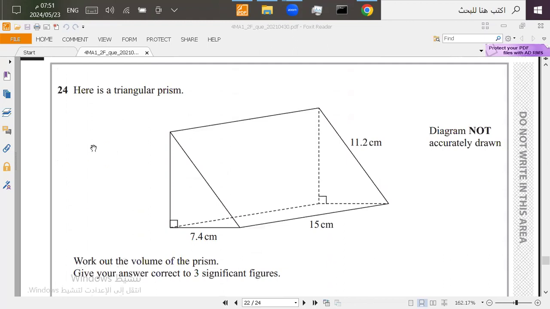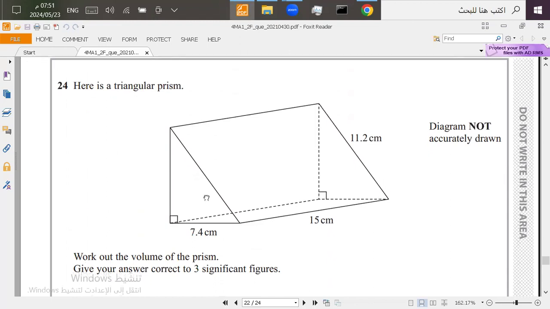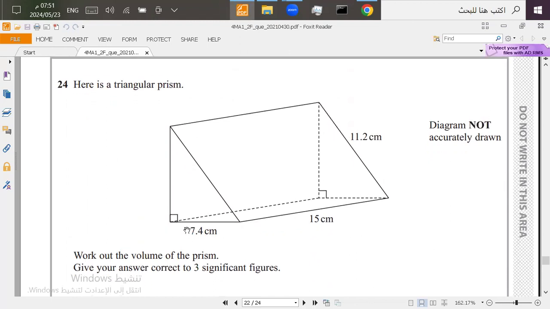Now, question 24. Here's a triangular prism. And a triangular prism means what? It means it's a triangle that has been elongated to make a prism like this. So we have these lengths. We have 7.4 here, 11.2 here, and 15 centimeters here. Work out the volume of the prism. Give your answer correct to three significant figures.